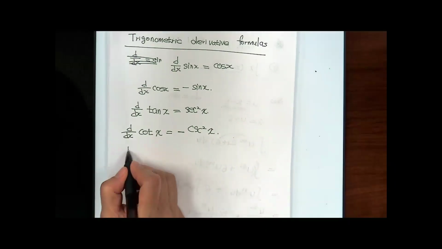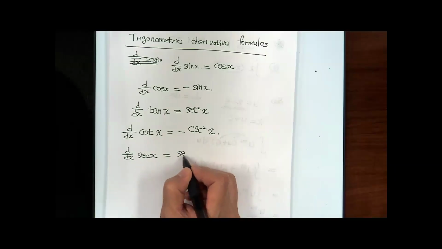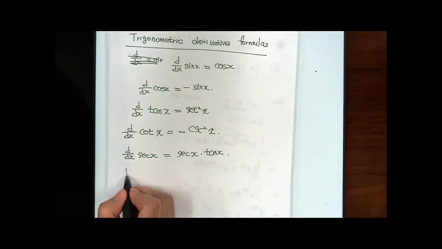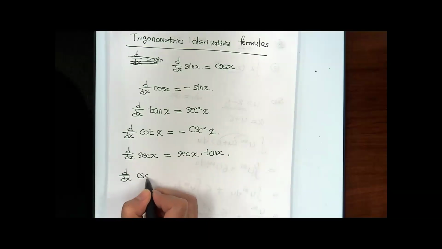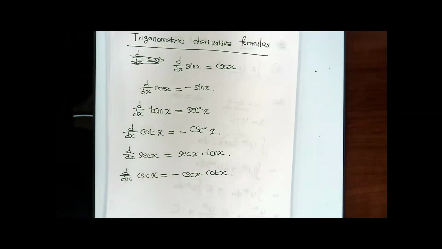And if you differentiate secant, then that is secant x times tangent of x. If we differentiate cosecant of x, then that is minus cosecant of x times cotangent of x. Again, you clearly remember these derivative formulas, and you should not be confused with integral formulas.